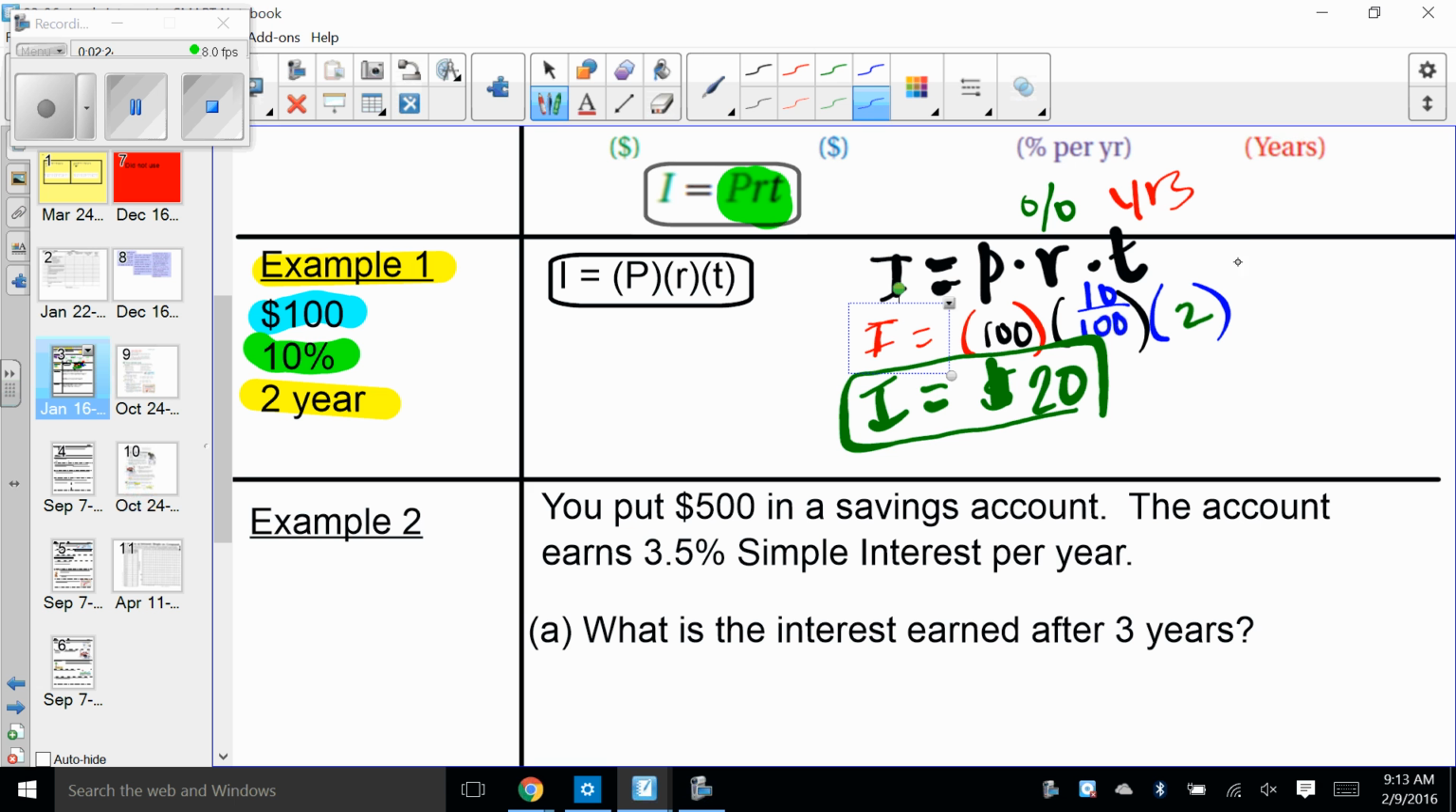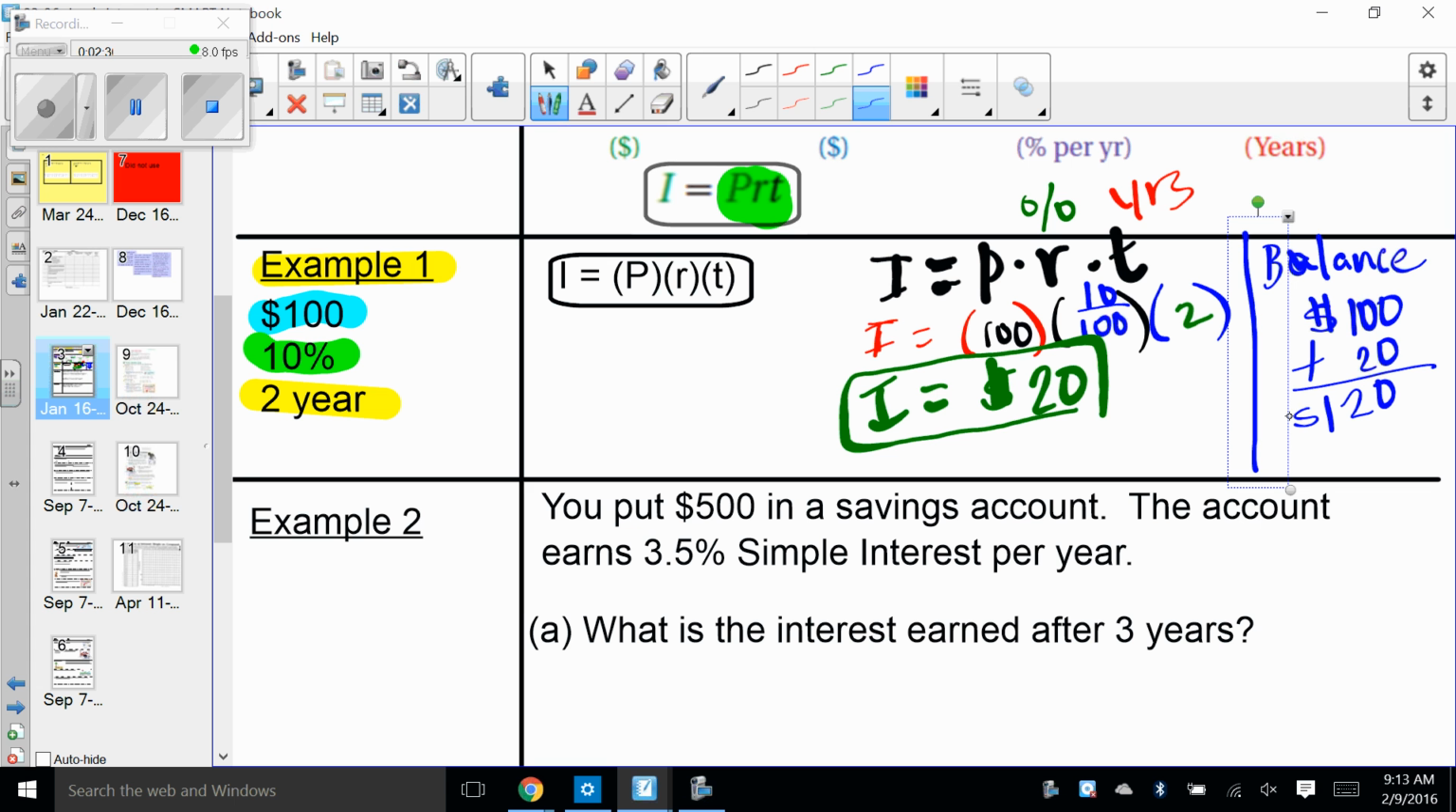So we can talk then about something called balance. The balance means how much do you have after. So if you had 100 to start with and you earn 20 in interest, that means your balance would be $120. So we would say this is your interest that the bank's going to pay you, and then this would be your balance of 120. So that's kind of how interest works. Principal times rate times time when we talk about simple interest. Okay, so there's example number one.